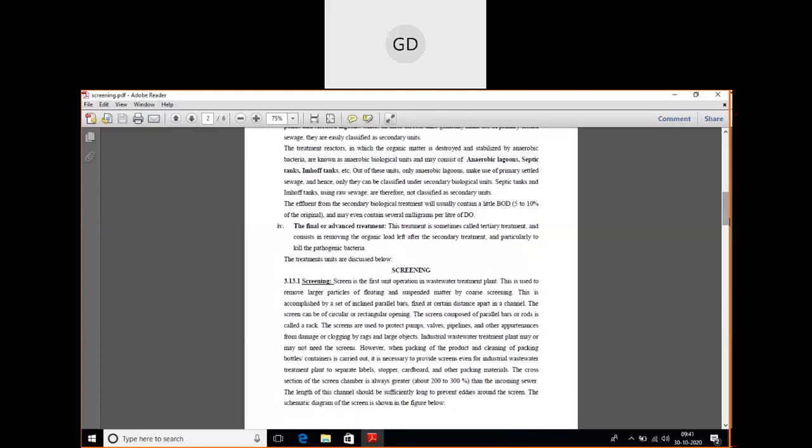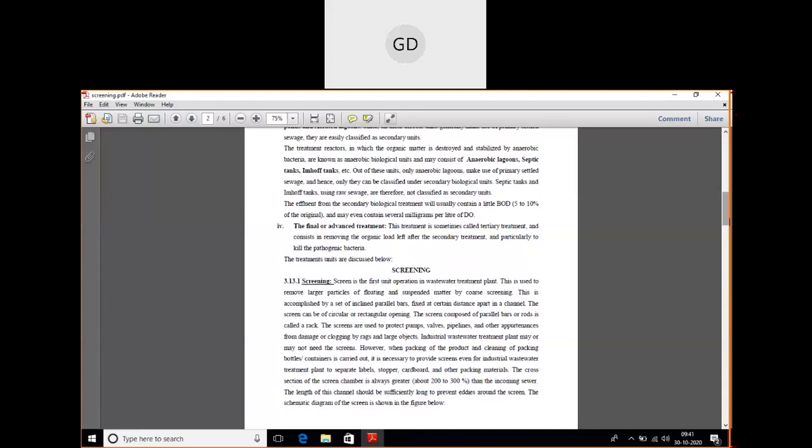Screening we have already discussed in the treatment of raw water. So what is screening? It is the first stage of the treatment process, both for raw water and for the treatment of sewage. The screening removes the suspended organic or floating materials.